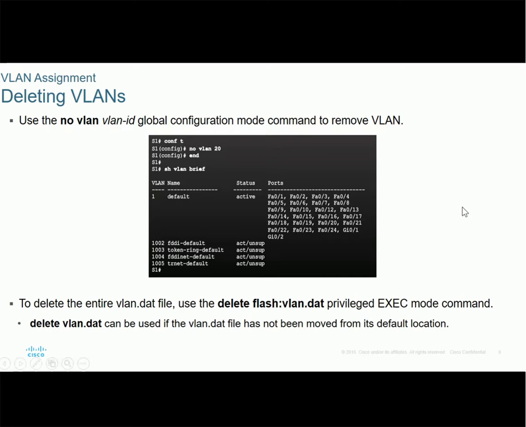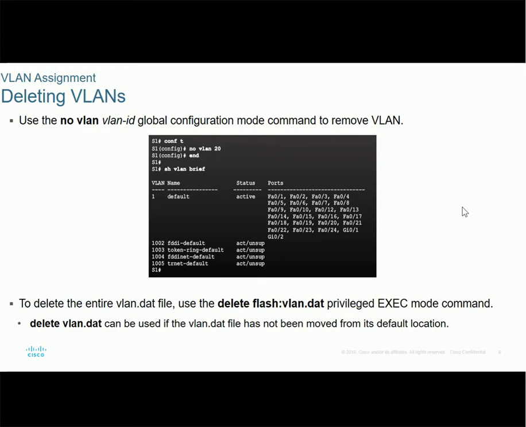Now, another way to remove, not just the port, but you can of course delete the VLAN itself. See in the example here, the no vlan and then the VLAN ID command is used to remove VLANs from the switch.